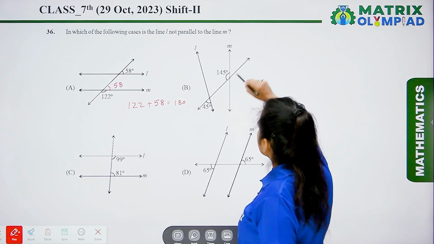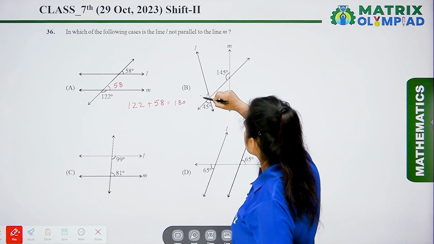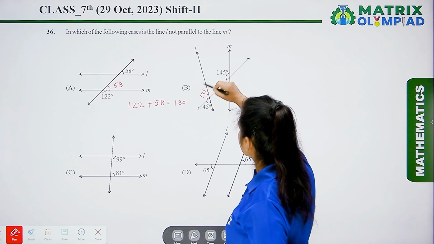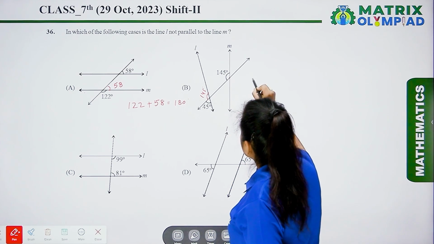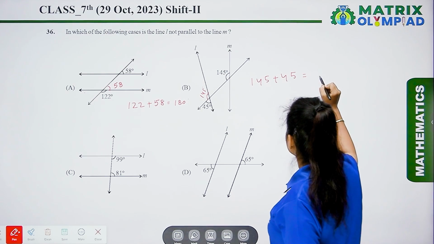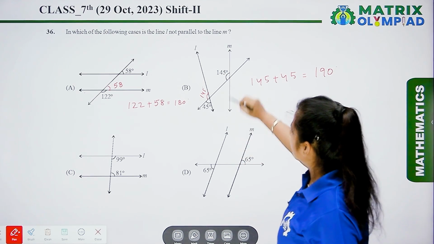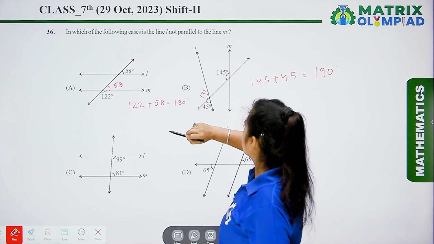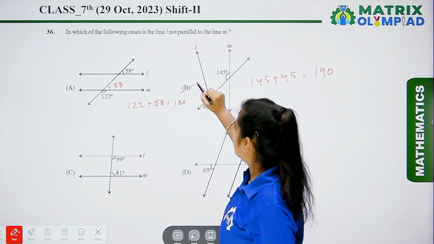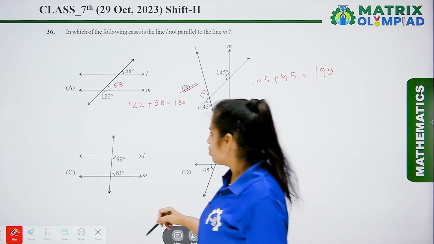Now in the next we are having, this is 145. This is 145 according to the corresponding angle. Then 145 plus 45 will give us 190 degrees. So this is not making a parallel line. So here option B is the correct answer. Now let's check the next options also.